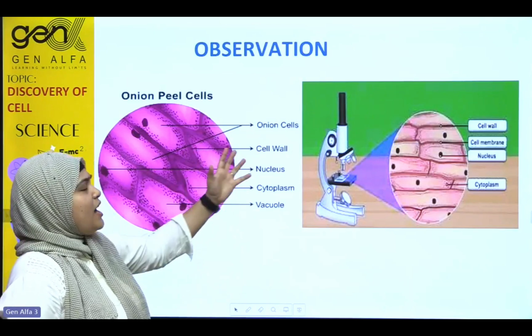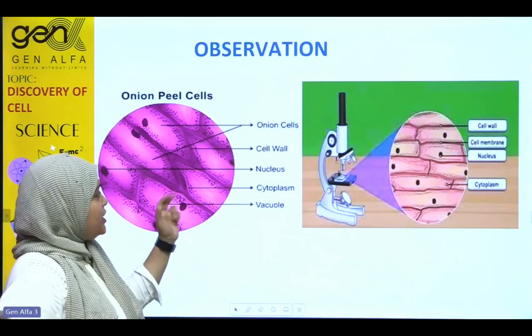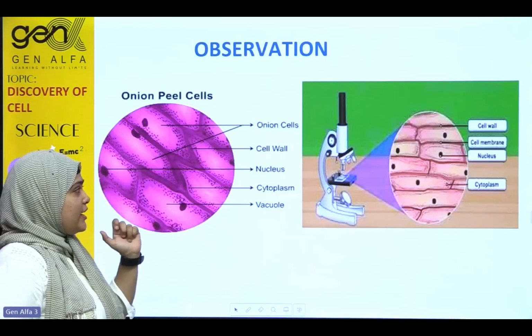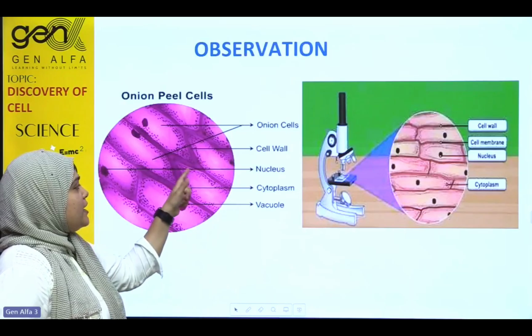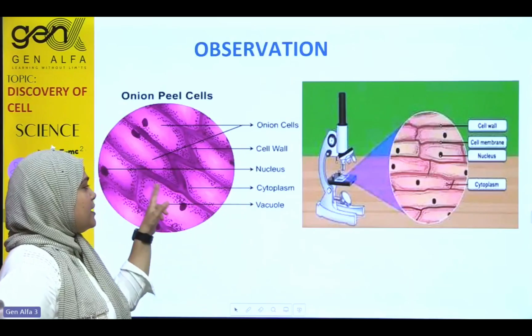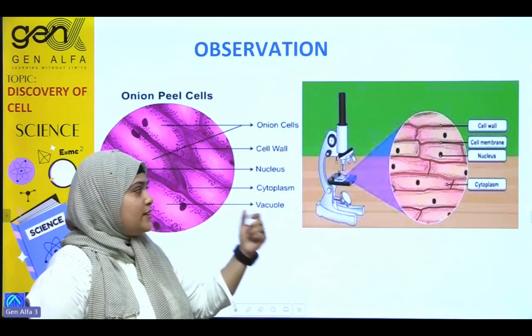Onion cells have a brick-like structure, and they have a cell wall which is rigid. Inside the cell, there is a dense nucleus, the dark area. And this is the area where different organelles are present, the cytoplasm, and ultimately a large vacuole is present. We will discuss these structures later in this chapter.